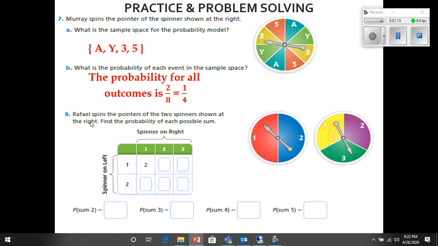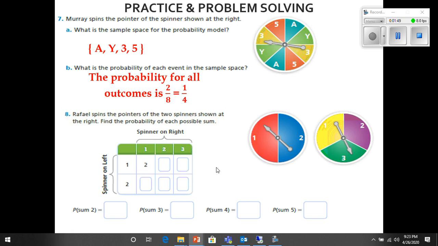Number 8 says Raphael spins the pointer of 2 spinners shown at the right. Find the probability of each possible outcome. Well, let's see. Remember it says Raphael spins a pointer of the 2 spinners shown at the right. Well, this is the spinner on the left, right? And then this is the spinner on the right. The spinner on the left could be 1 or 2, right?